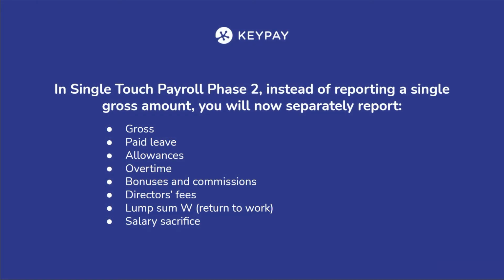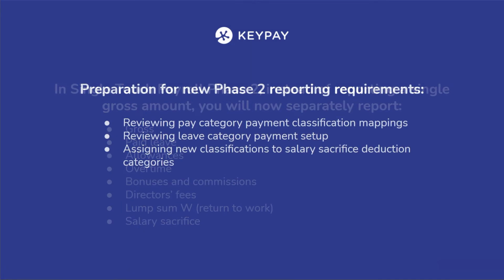In Single Touch Payroll Phase 2, instead of reporting a single gross amount, you will now separately report gross, paid leave, allowances, overtime, bonuses and commissions, director's fees, lump sum W or return to work payments, and salary sacrifice.